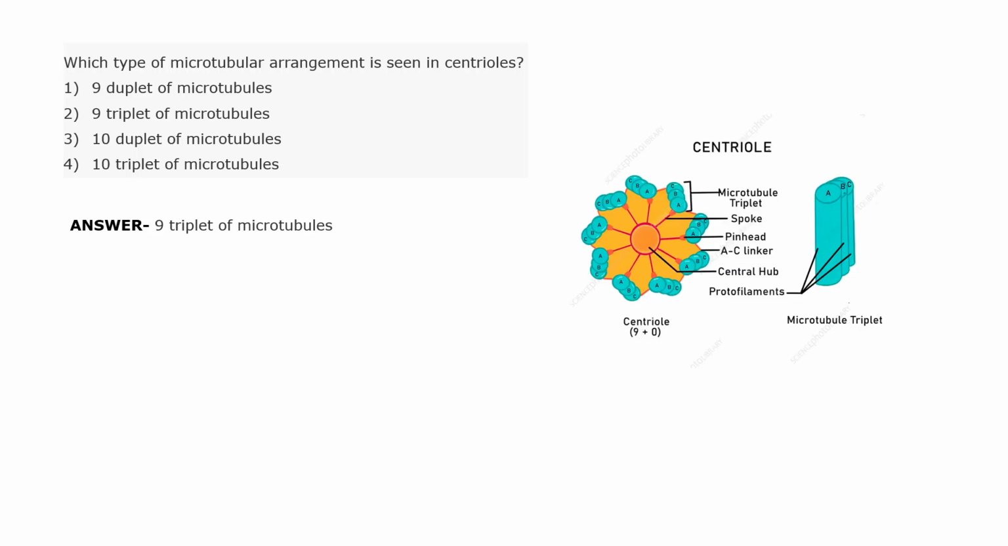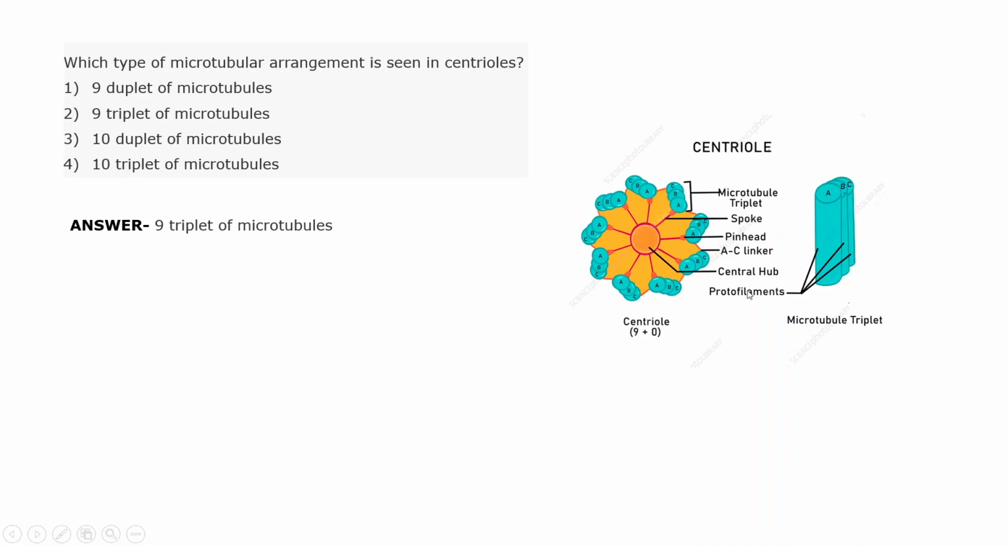Yeah, option number 2, I am getting. Any other option? Yeah, I think every one of you goes with this option, right? 9 triplets of microtubule. So this is the structure. You can see that this is a centriole, and this particular structure is the enlarged structure, right? So this is a microtubule triplet. There are three different microtubules that comprise it. That's why it's called a microtubule triplet.